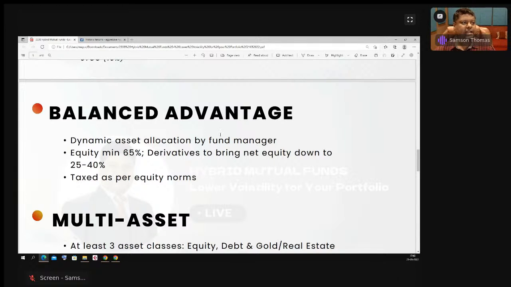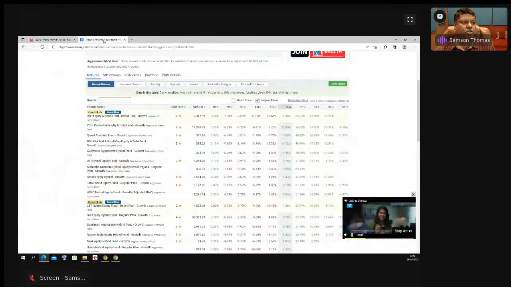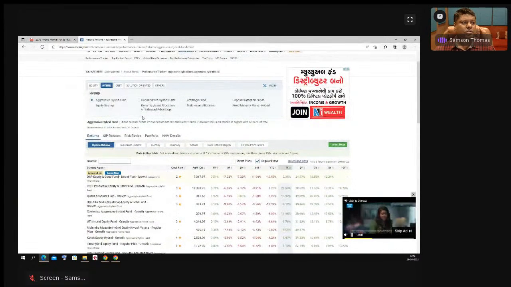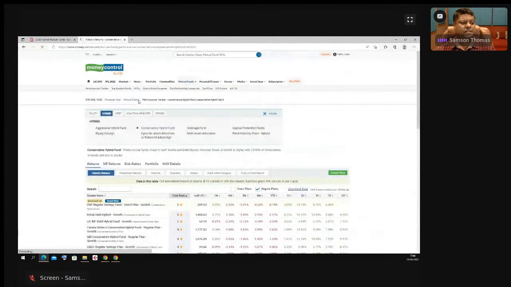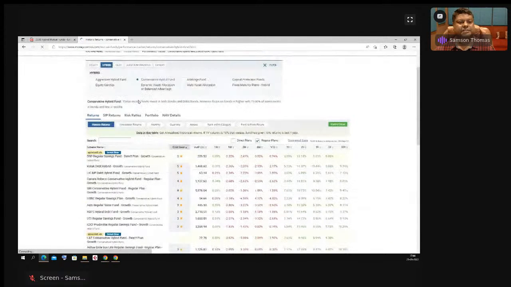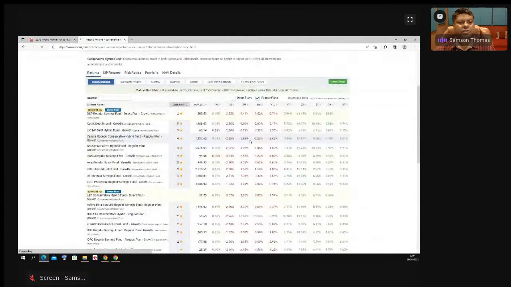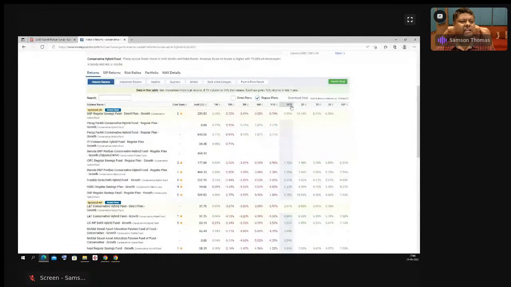If you want to look at it, I have this moneycontrol.com. You go to mutual funds screener, right? And you come to this hybrid fund, right? Hybrid. And then you look at, there's this conservative hybrid. So click over here, conservative hybrid. And you have all the conservative hybrids over here, right? And you can sort it based on return or on ranking.